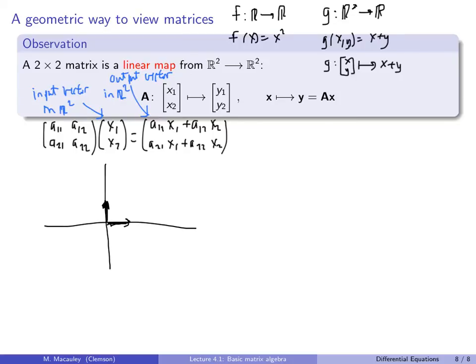Okay, so I'm going to draw. This vector I'm going to call E1. That's a standard name for it, which is the vector (1, 0). And this vector up here is E2, which is (0, 1). So these two vectors determine a square grid of unit length.